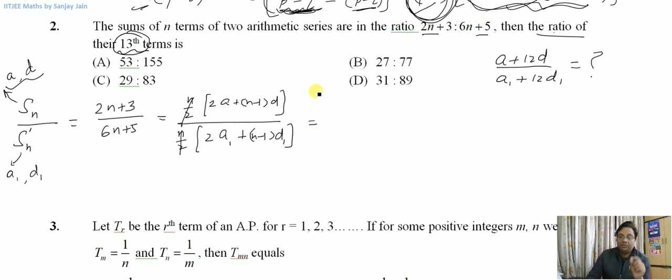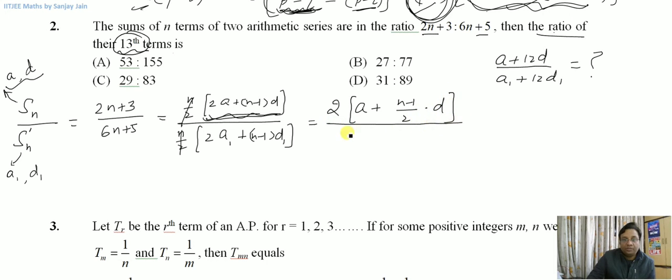This manipulation you need to keep in mind, right? What I'm going to do right now, this step you need to keep in mind to be able to solve this question very easily. If I take 2 common from this bracket, what will I have inside? A plus n minus 1 divided by 2 into d, right? Similarly, from the denominator, if I take 2 outside, I'll have a1 plus n minus 1 by 2 into d1, right? And it is equal to 2n plus 3 divided by 6n plus 5.